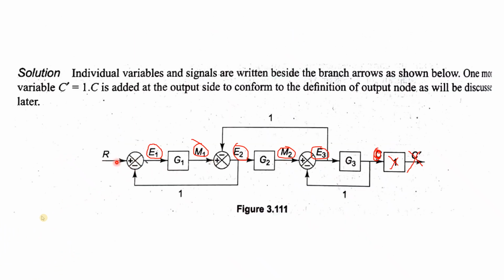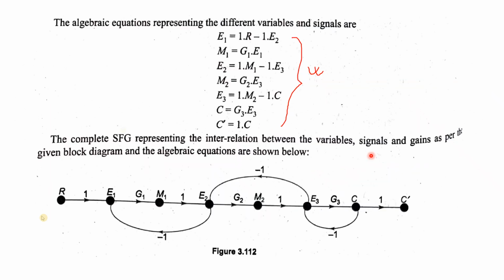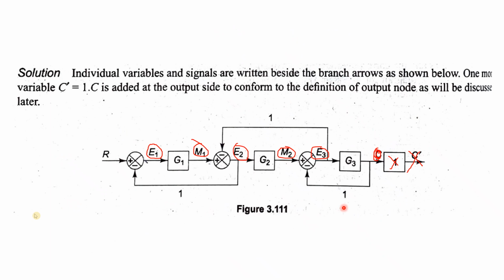ऐसे represent करना है. कैसे? यहाँ पर देखो, यहाँ पर R. So how many signals are there? 1, 2, 3, 4, 5, 6, 7. 7 signals are there. So we'll draw 7 nodes. Okay, this C dash is not required. If you don't want, you cannot. I generally don't use this. So 7 nodes are there. 1, 2, 3, 4, 5, 6, 7. 7 nodes. Okay, R and E, there is a summation point, so we will not use anything.